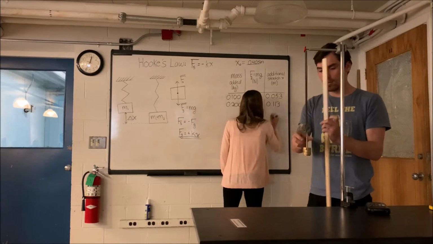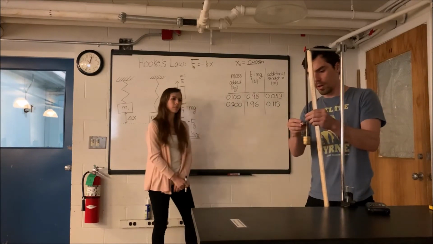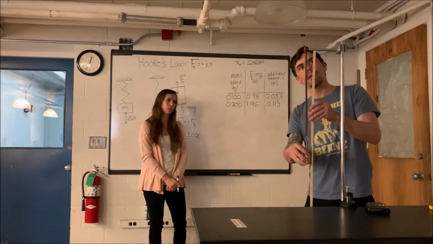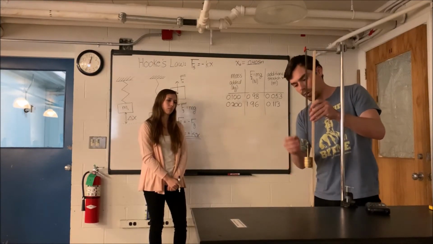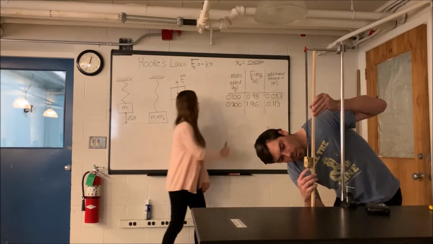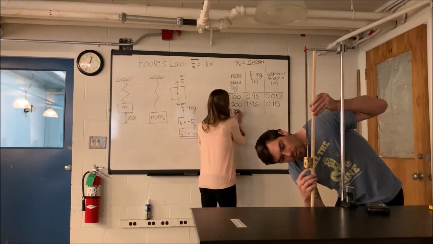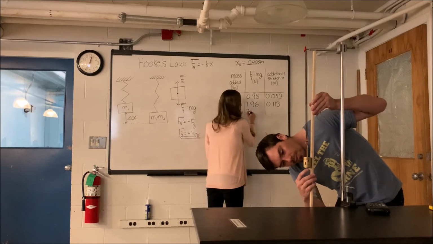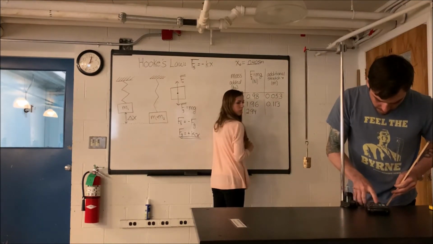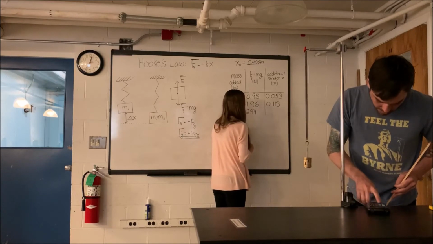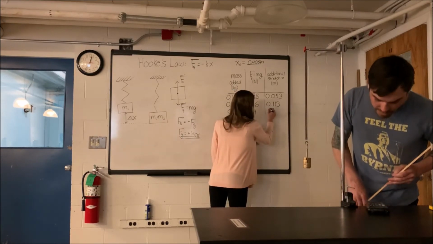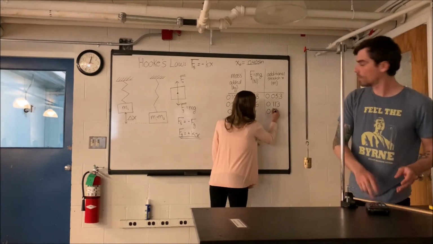Okay, so I'm going to add a third 100 gram mass. So we have 300 total grams. Now there's 2.94 newtons on our spring. And it's 57.8. So 57.8 centimeters minus 40.5, which is the initial. That's 17.3 centimeters.